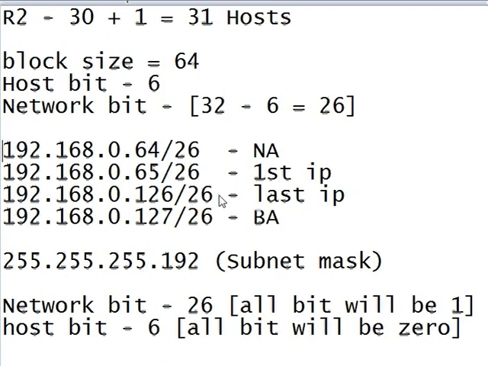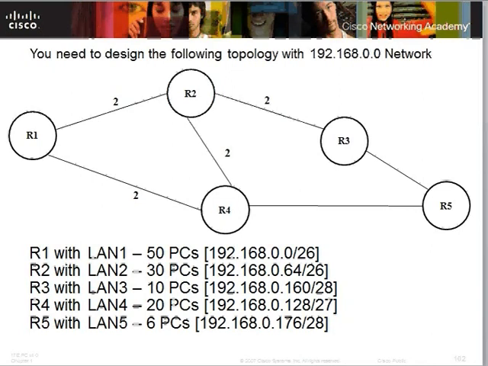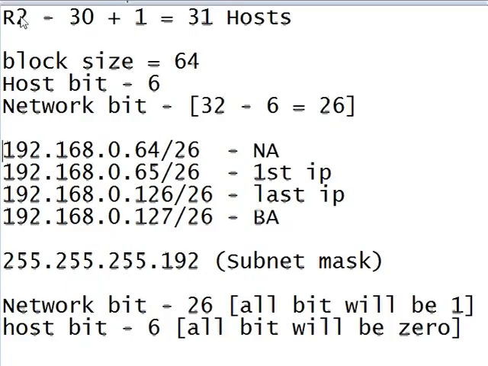Going for the next one, that is not router 3, going for router 4, because whenever we create subnets we have to give priority to the bigger blocks. So let's go for R4. R4 is 20 PC, so 20 plus 1 is 21. Then in this case we have to go for a block size of 32, host bit will be 5, so this will be /27.